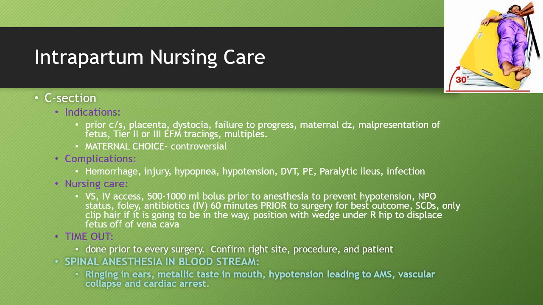One of the things that we also have to watch for, though, is a complication of spinal anesthesia. Spinal anesthesia rarely can enter the bloodstream, and the patient will complain of ringing in the ears and a metallic taste in the mouth. They'll have hypotension that leads to altered mental status, and then vascular collapse, and can even go into cardiac arrest. So it's very important for us to monitor the patient carefully if they're receiving spinal anesthesia during C-section.